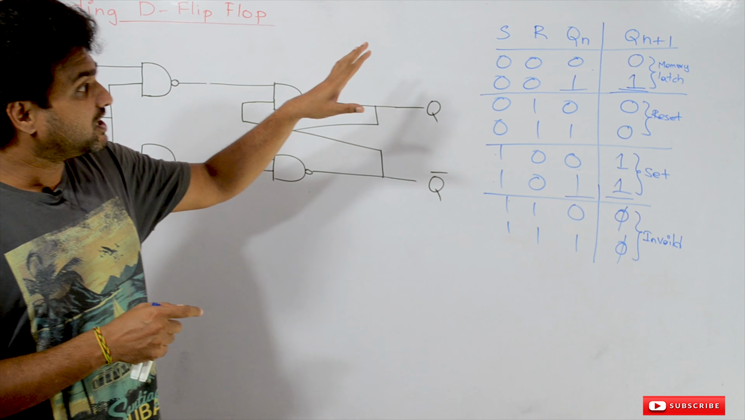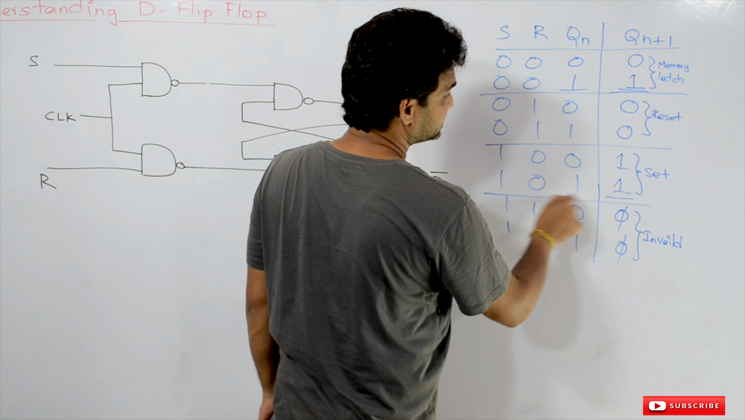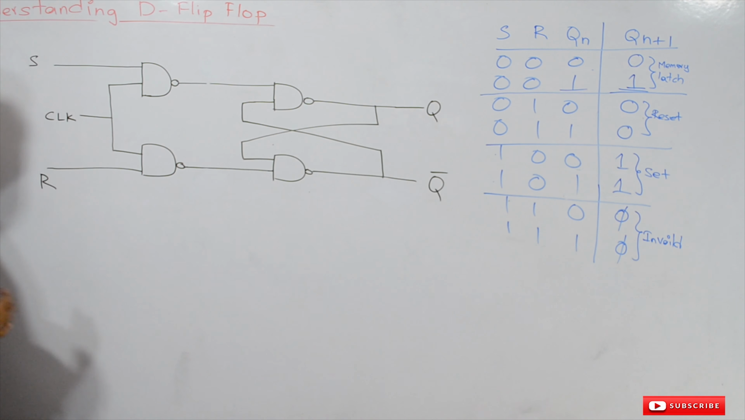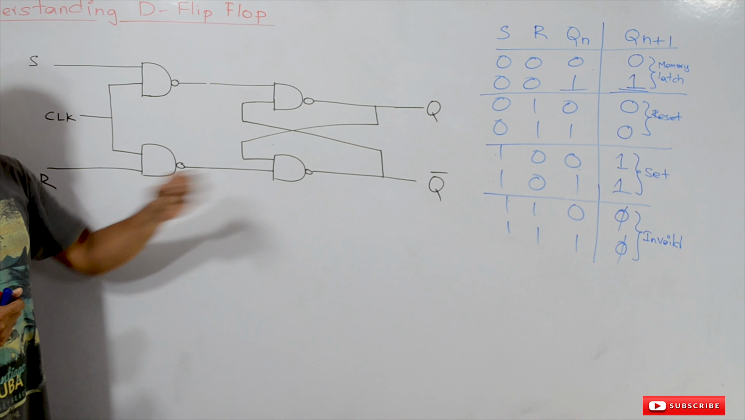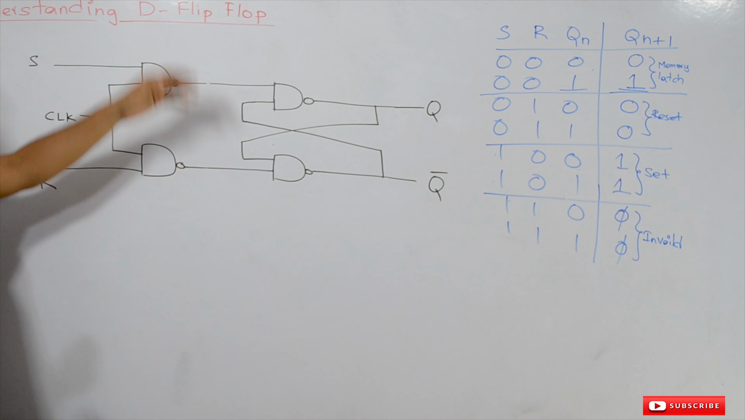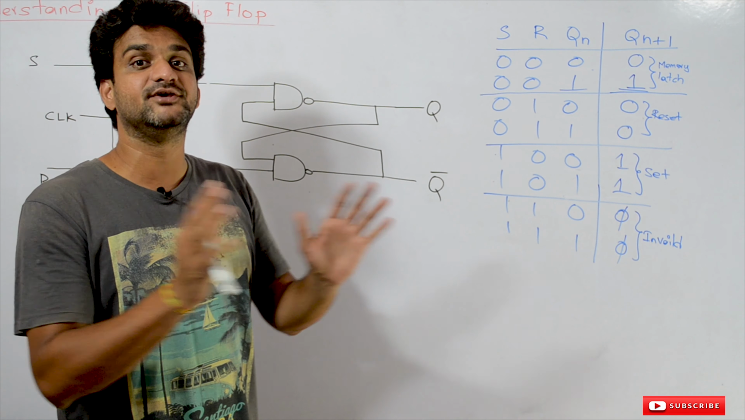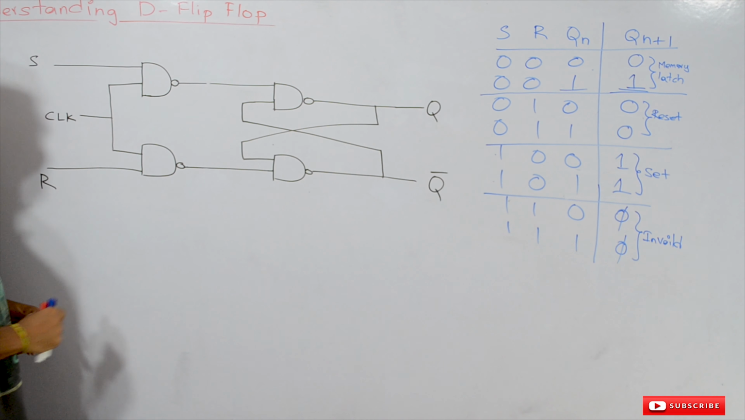Now, with a little change in the circuit of SR flip-flop, we can have a simple and easiest flip-flop which is widely used, which is called D flip-flop. D flip-flop is the flip-flop which is widely used in devices. D stands for data flip-flop.